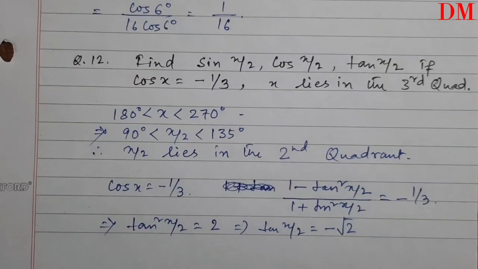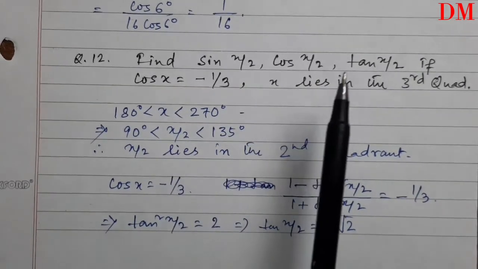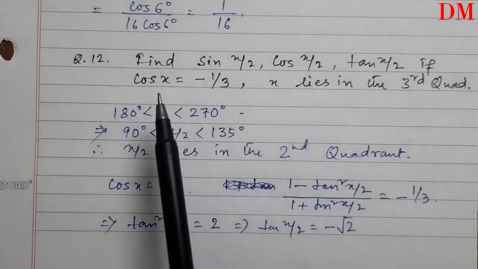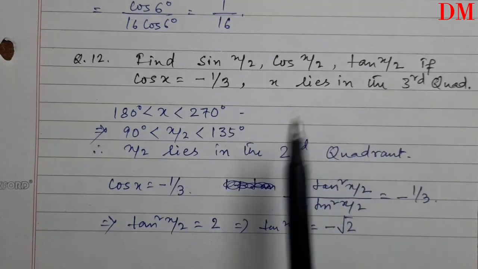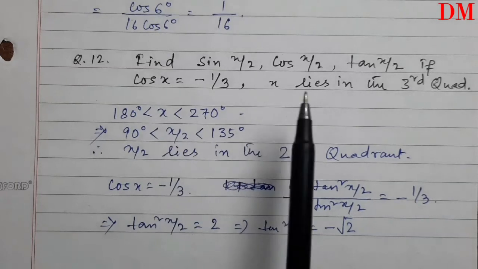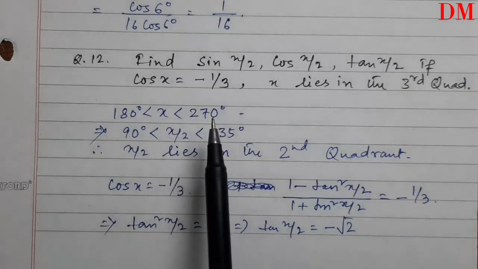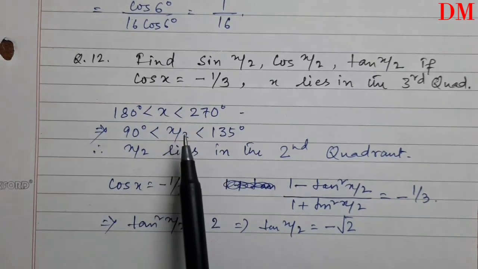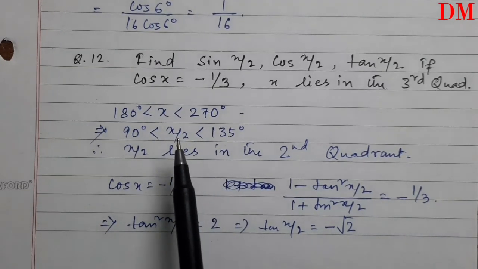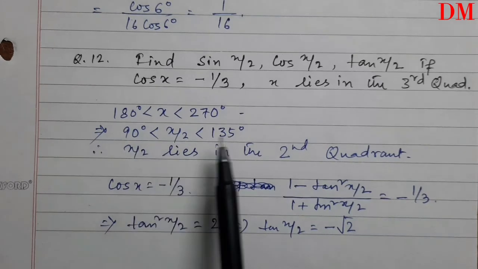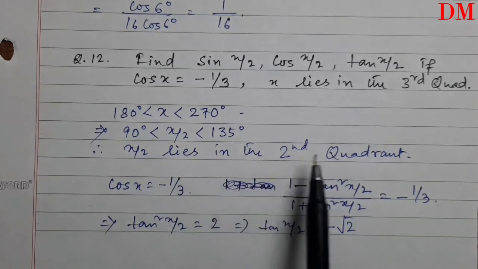Now this one is the last question. Now we need to find sin x by 2, cos x by 2, tan x by 2, if cos x equals minus 1 by 3, where x lies in the third quadrant. Now we can see if x lies in the third quadrant, then the value of x will lie between 180 to 270. So therefore if we divide, it will be 90 to 135. So the value of x by 2 is more than 90 and less than 135, from which we can say that it is in the second quadrant.